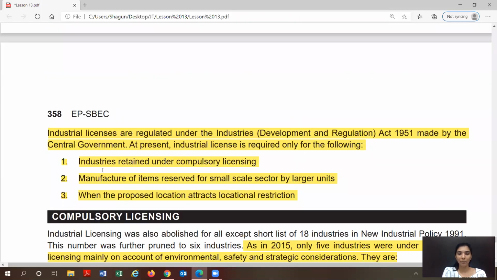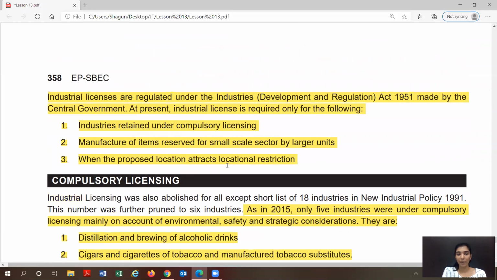ये कौन से type of business होते हैं? Industries relating under compulsory licensing. जिनको compulsory license है उनको तो industrial license के लिए apply करना ही है. उसके अलावा manufacture of items reserved for small scale industry. अगर small scale sector के लिए जो reserved है वो कोई बड़ी company करने लगेगी वो business, they have to apply for industrial license. And अगर कोई location restriction है, आप ये area में काम नहीं कर सकते, आपको फिर भी वहीं पे काम करना है, then you have to apply for industrial license.